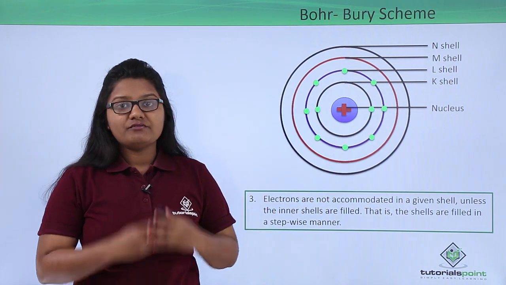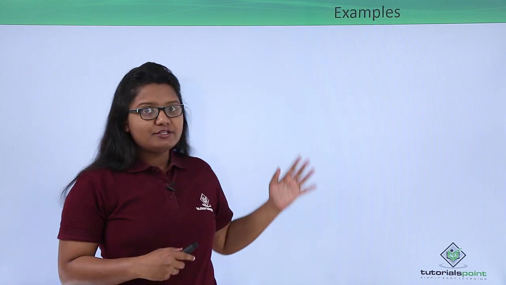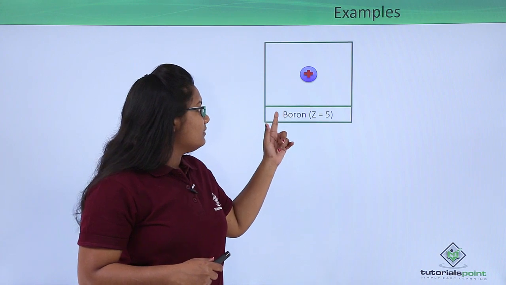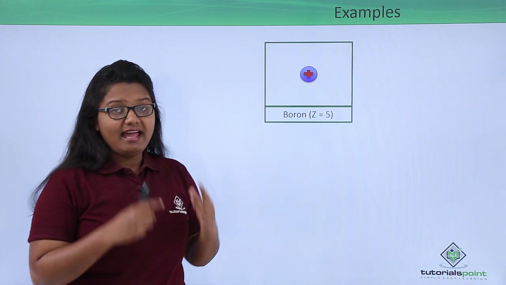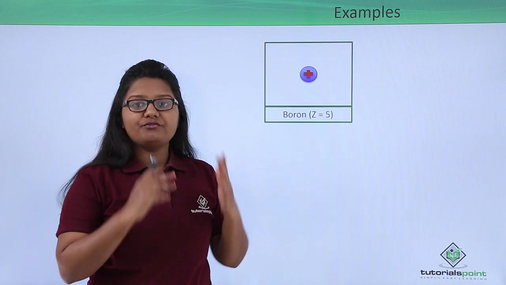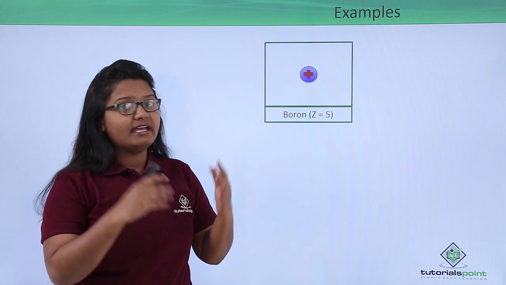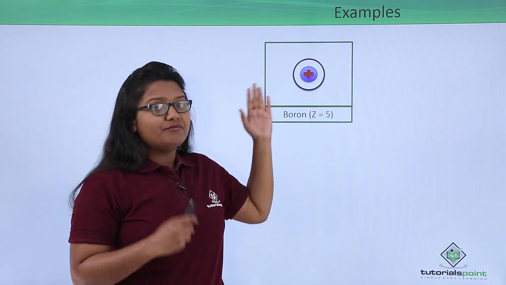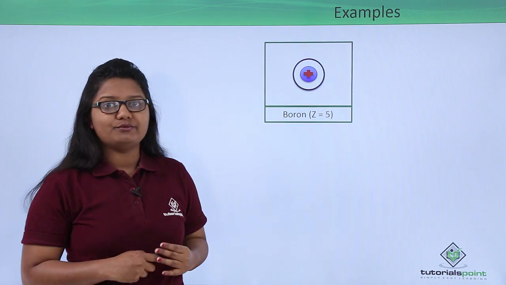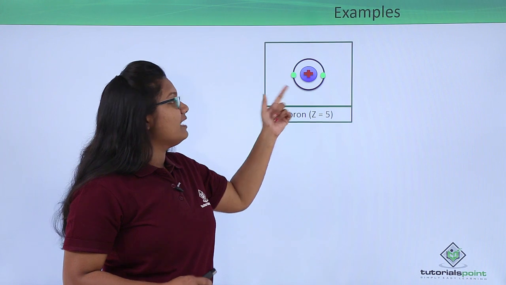Now let us make use of all these 3 rules that we have learned and arrange the electrons of the atoms of certain elements. Now an element boron has an atomic number of 5. It means that it must be having 5 electrons. Now from third rule we know that we have to fill the K shell first. And from first rule we know that the capacity of K shell is 2 electrons. So we will be keeping first 2 electrons in K shell.